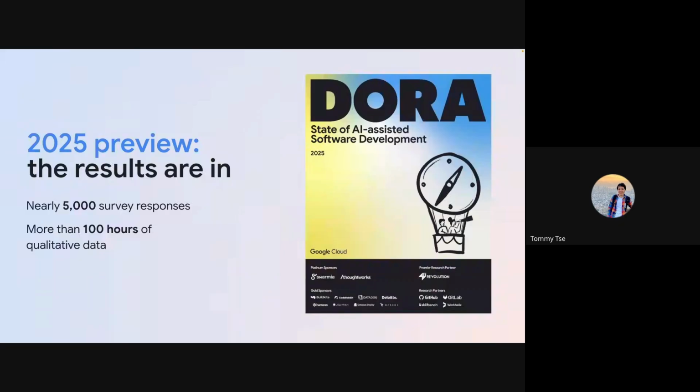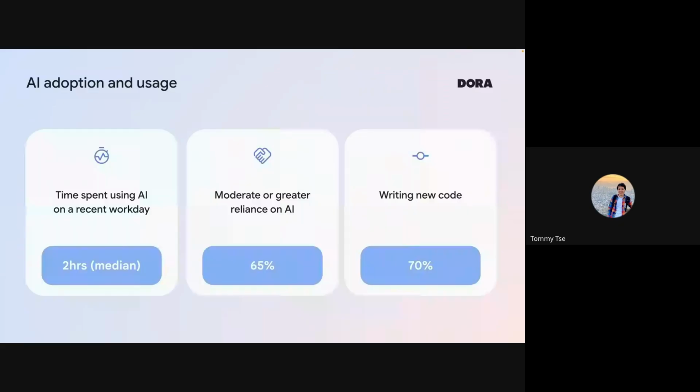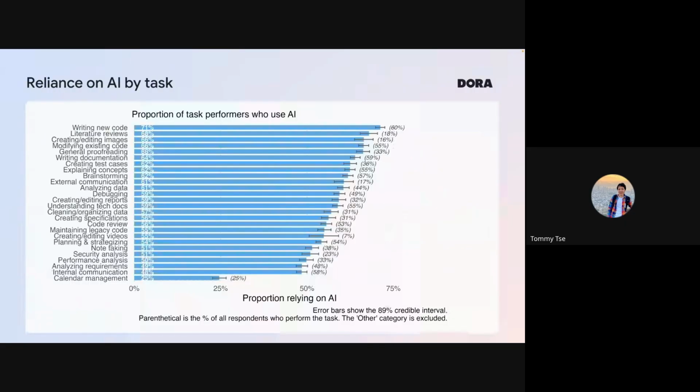But I'll also wrap up with this DORA report, the DevOps Research and Assessment. It's a thing that we do annually, and we survey around 5,000 tech professionals, and this is what they say. Most recently, they spend a median of around 2 hours using AI for software delivery, development or engineering, and around 65% report a moderate or greater reliance on AI. About 70% use it to write new code. If you break it down into use cases, as I said, writing new code is the top one.